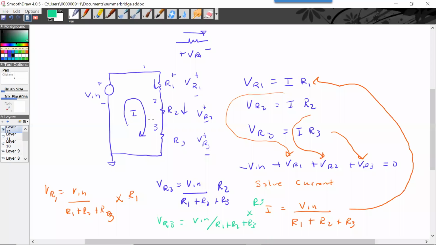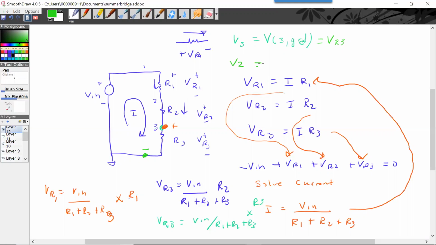But there's just one thing that I want to point out, which is that this node voltage V3, because it's node voltages, right, V3 is measured from 3 to ground, right? So if I had my voltmeter and that was the positive side of my voltmeter, and this was the negative side, VR3 equals the node voltage at 3 when measured to ground.